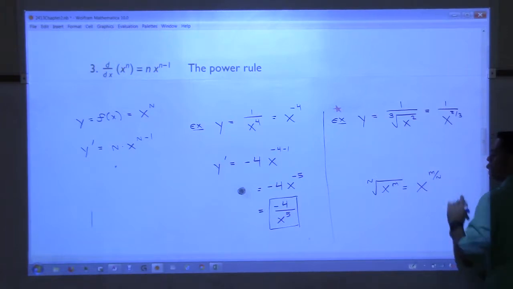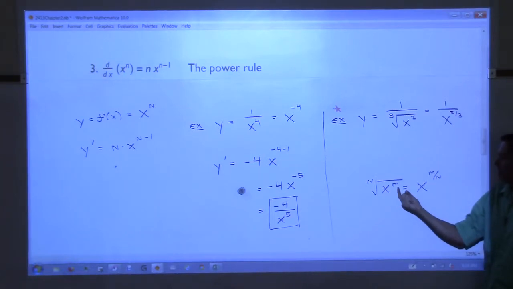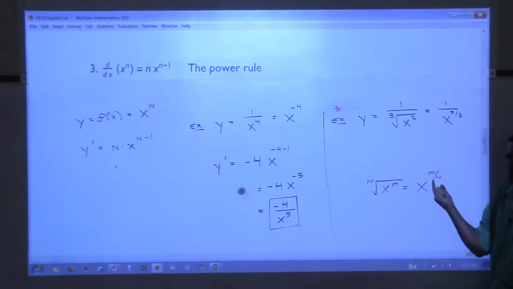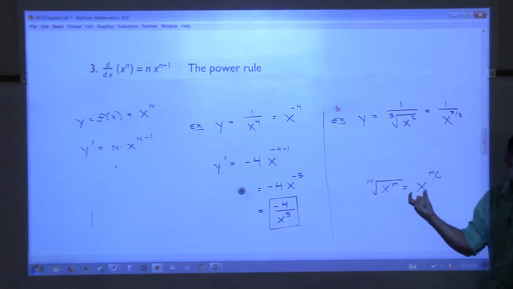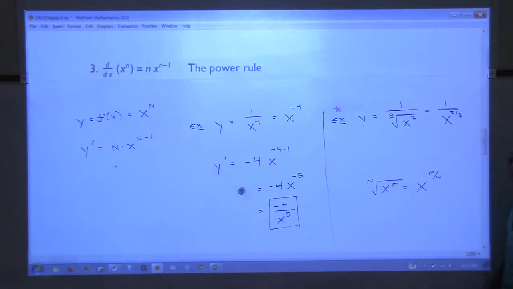All right, if you need some clarification, this is a property of exponents from college algebra: if you have the nth root of x raised to the m power, that is equivalent to x raised to the m over n. This is how we converted from what we call radical notation to rational exponents. So you need to be comfortable going from this to this and from this back to this. We okay with that? All right, so that's raised to the 2/3.